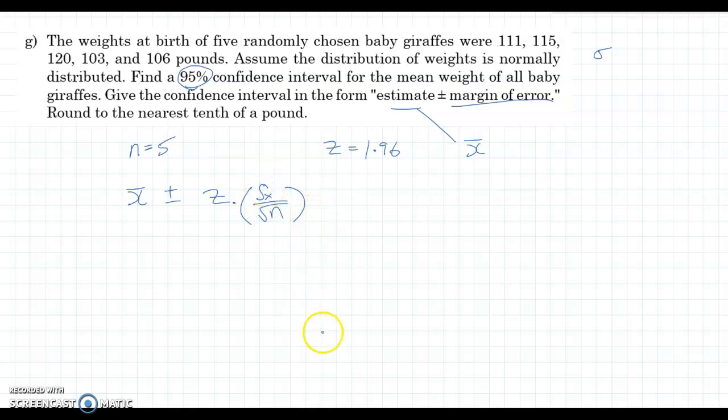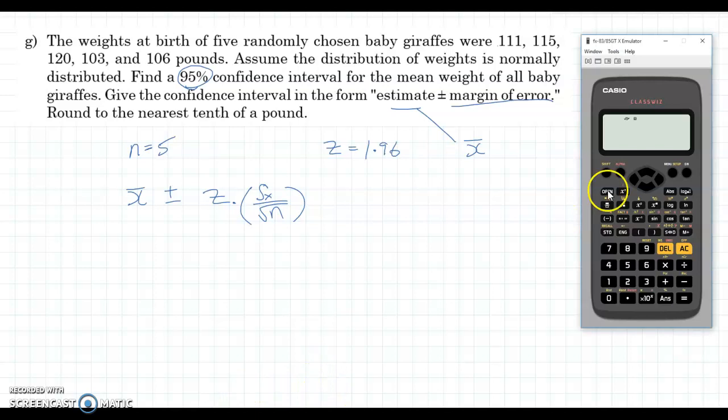Now we're going to use our calculator. We press mode to go into stat mode, toggle over, press equals for stats, 1 for single variable, and enter the giraffe weights: 115, 120, 103, and 106. That's okay. We can press AC now. They're still stored in the statistics section.